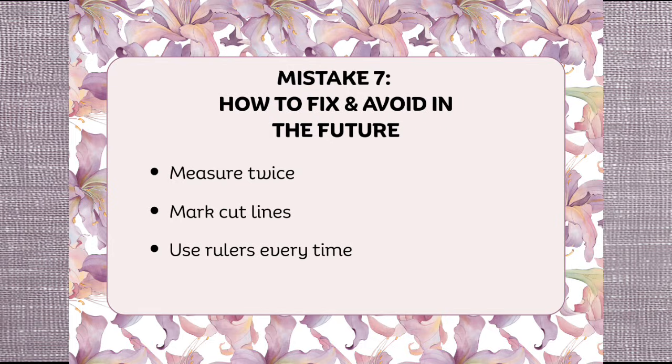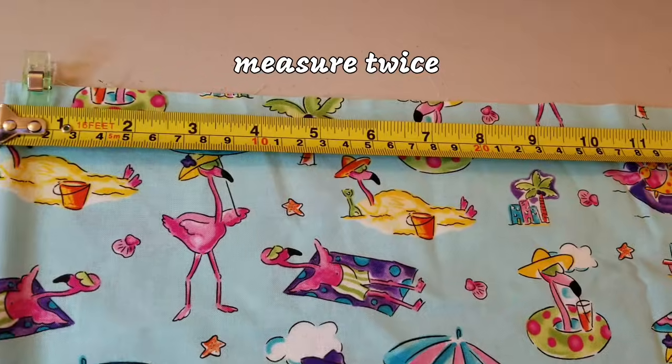Mistake 7. How to fix and avoid in the future. Measure twice. Mark cut lines. Use rulers every time.